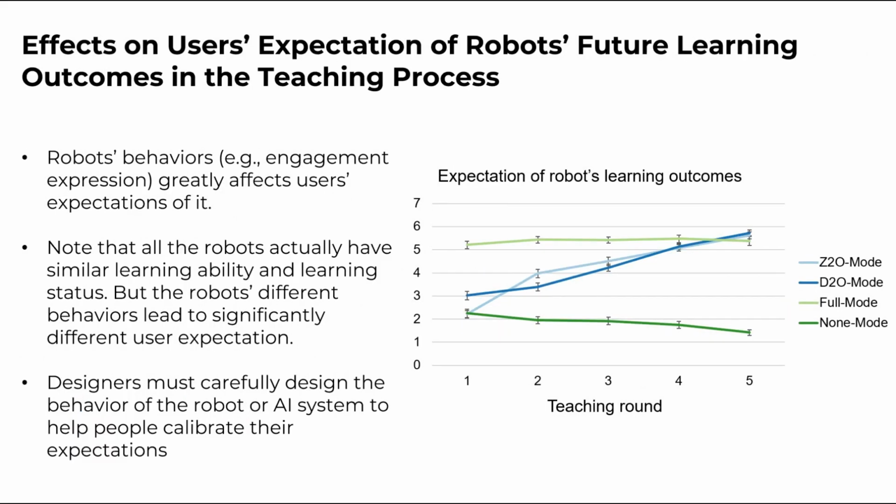For the effects on users' expectations of robots' future learning outcomes, we found significant differences among the 4 engagement modes. Note that all the robots actually have similar learning abilities and learning statuses. But the robots' different behaviors lead to significantly different user expectations. We have to be cautious that inappropriate expectations will lead to the disuse or abuse of robots. So, designers must carefully design the behavior of the robot or AI system to help people calibrate their expectations.